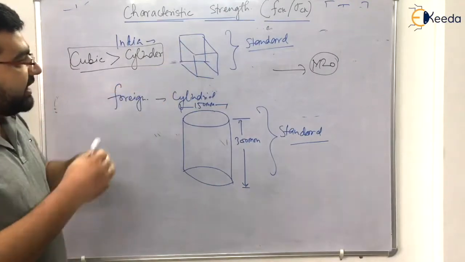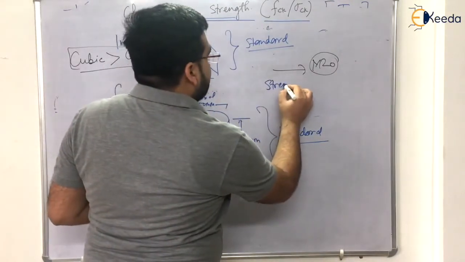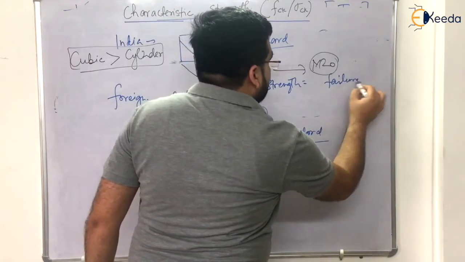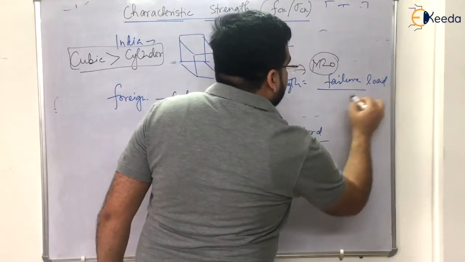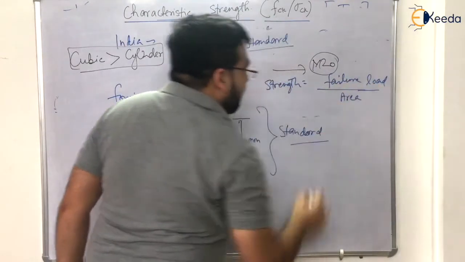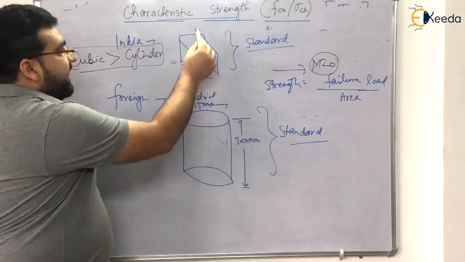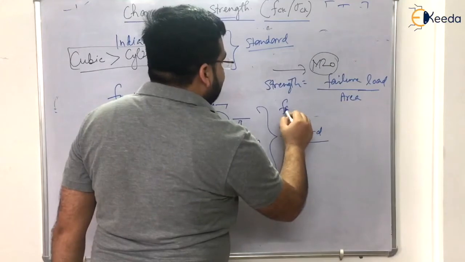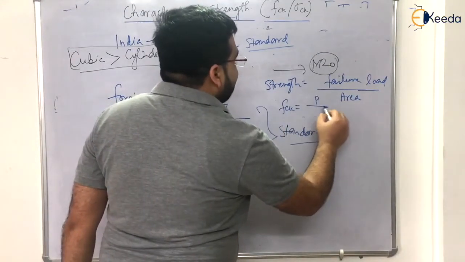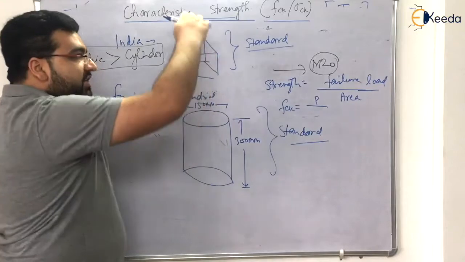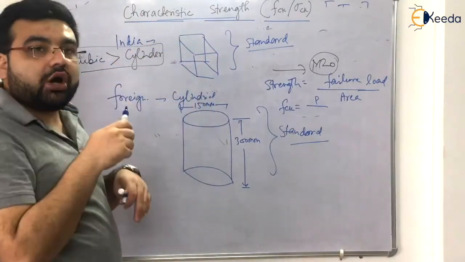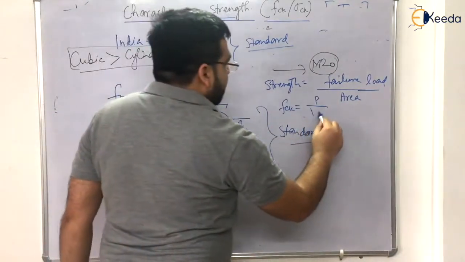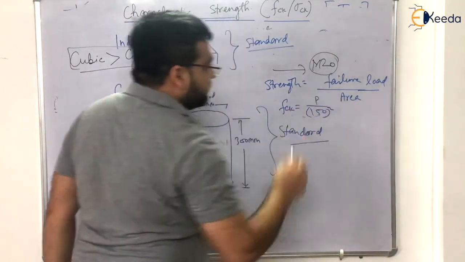what is your strength? So strength will be equal to failure load divided by area. Okay. Now let us say here the failure load is P. So here the strength will be equal to fck. Let us say it is fck. It will be equal to P divided by the area of the surface which is beneath the upper jaw. What is the area? That is length into width. That is 150 into 150, or you can say 150 square.